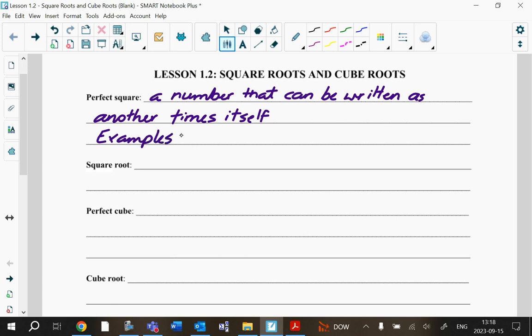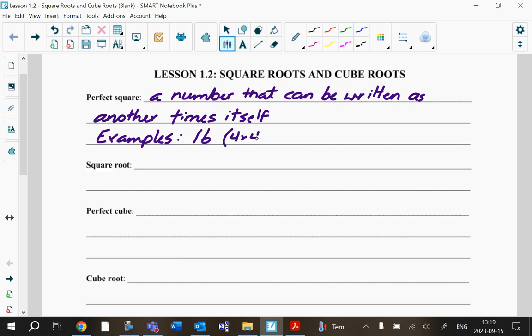I'll give you an example. So which one's the perfect square? 16. Because 4 times 4.